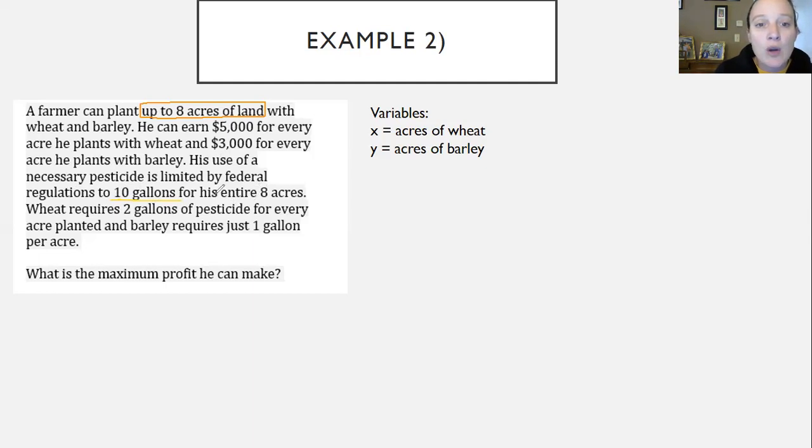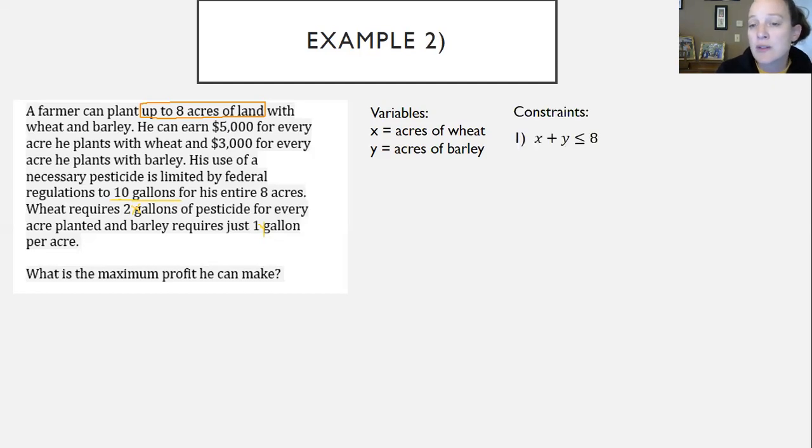So it says wheat requires 2 gallons. Remember, wheat is X, so I'm going to put an X here. So I know I'll have 2X because I get 2 gallons for every acre of wheat and 1 for barley, but that's Y, so I'm going to put a Y right there. So now I know I can have a total of 2X plus 1Y, and it has to be less than or equal to 10.